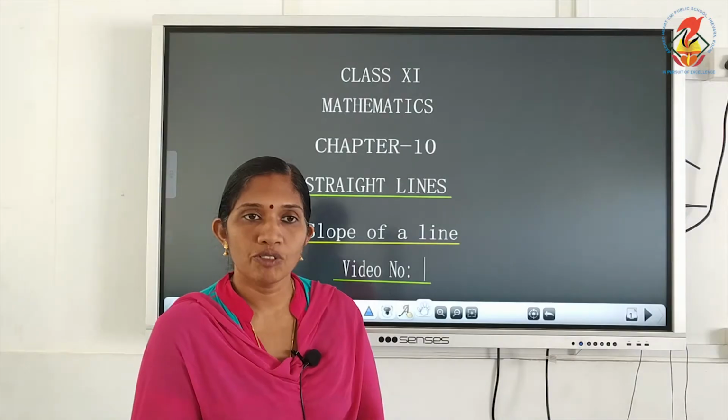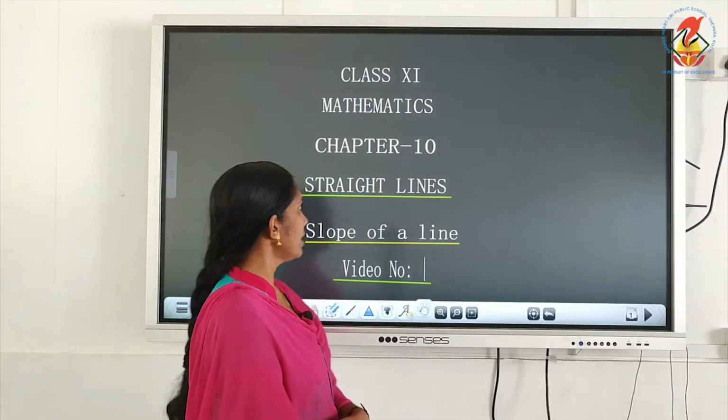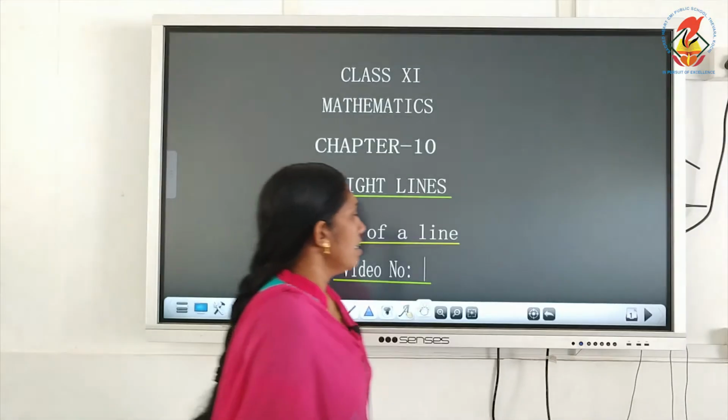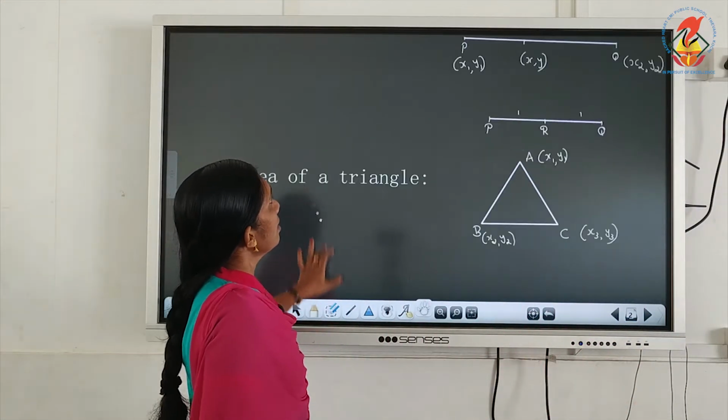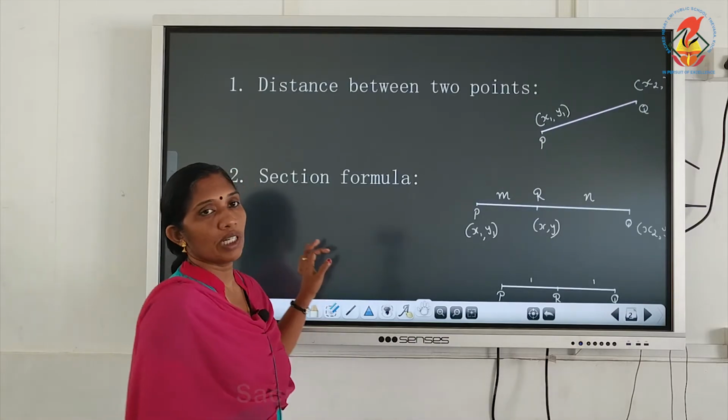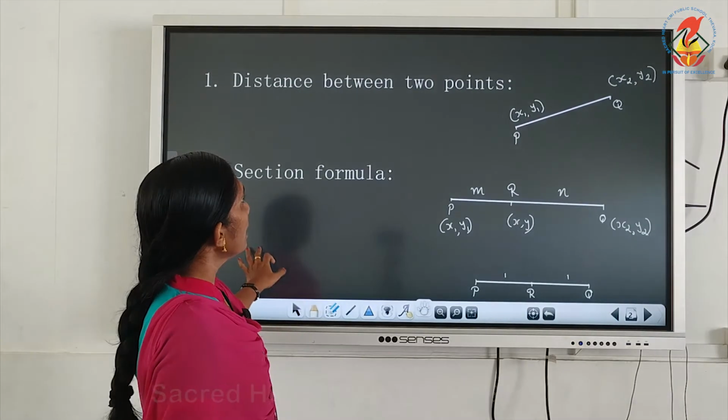Children, today we have to learn the new chapter, chapter 10, straight lines. So first we can revise some important formulas that you have studied last year.